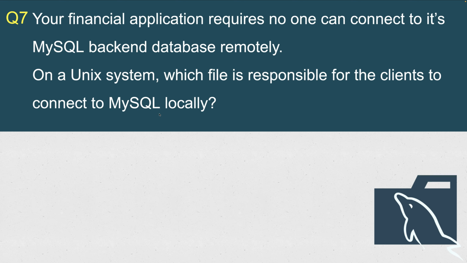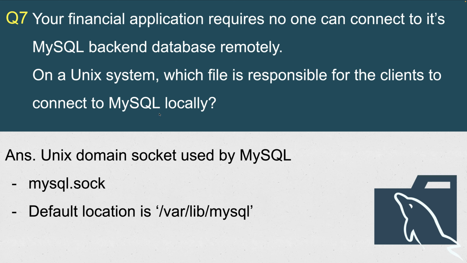Okay, the next question. Your financial application requires that no one can connect to its MySQL backend database remotely. On a Unix system, which file is responsible for the clients to connect to the MySQL locally? So the financial application has a financial database. They do not want you to connect remotely, but only locally you can connect. Which Unix file on a Unix system is responsible for the connections to be made locally and not remotely? And the answer is the Unix domain socket file.